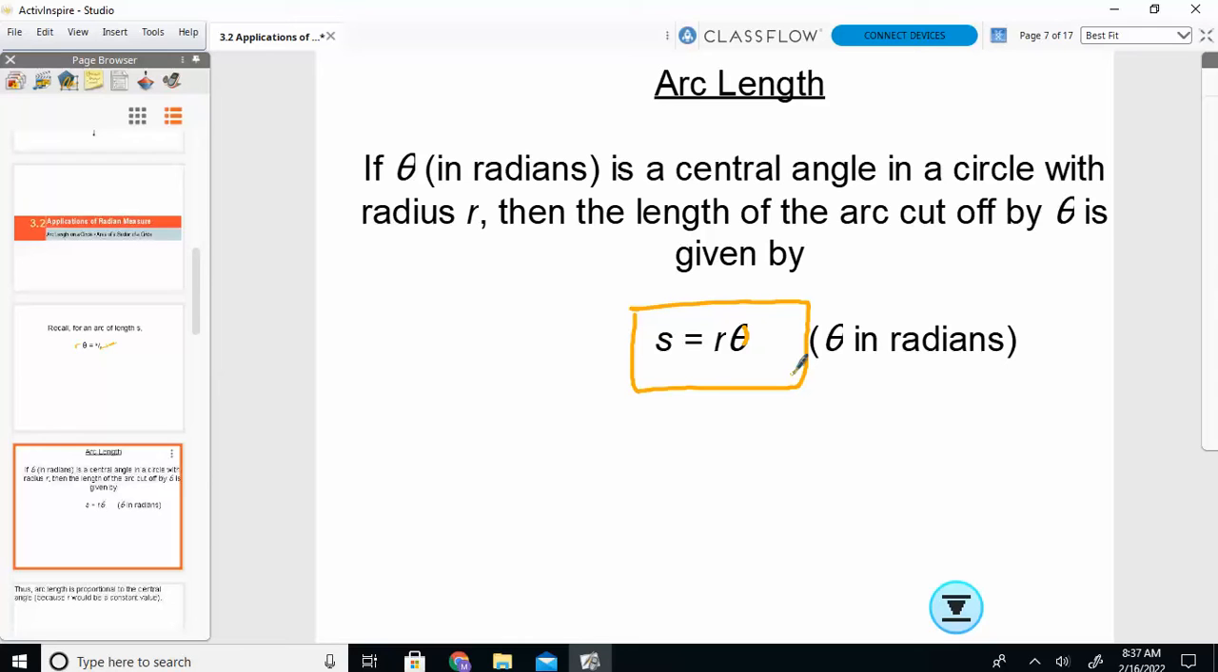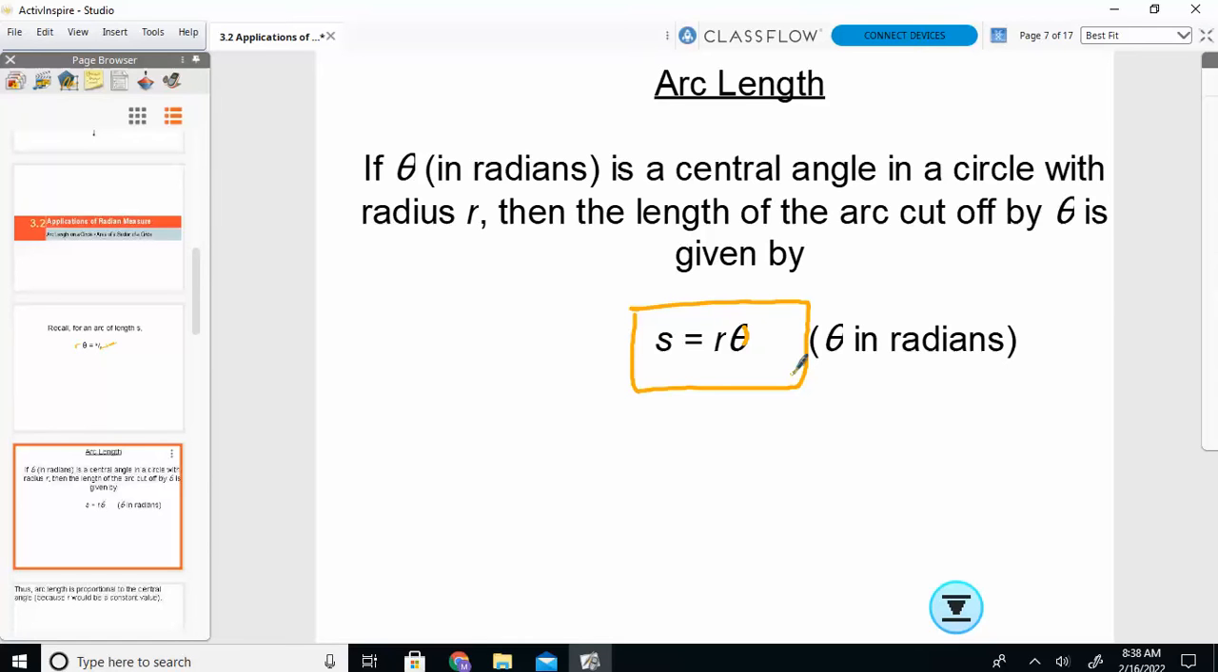You will not have to memorize these formulas. I will start giving you a formula sheet on your test that will have all of these formulas on there. You just have to know what the variables stand for and how to use them. So S is arc length, or distance on the outside of the circle. R is the radius. Theta is your angle. But for any formula to work, theta has to be in radians. If theta is in degrees, your formulas will not work. Okay, so that's the kicker on these.